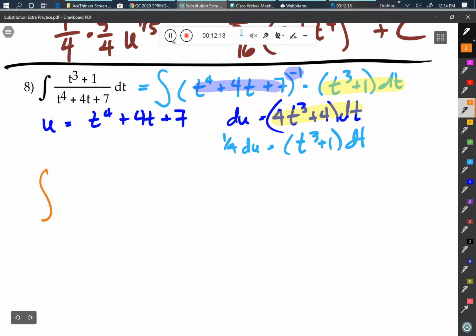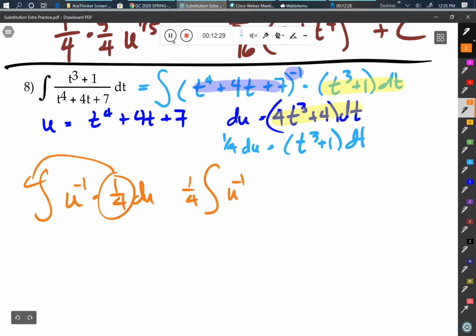And then I have the integral of u to the negative 1 times 1/4 du. Move the 1/4 out in front. I have 1/4 times the integral of u to the negative 1 du. The integral of u to the negative 1 is going to give me, what's that going to give me? U to the negative 1. I can't add 1 to the exponent because that would make it 0. Logarithms. This is the natural log one. The natural log of the absolute value of u plus c.